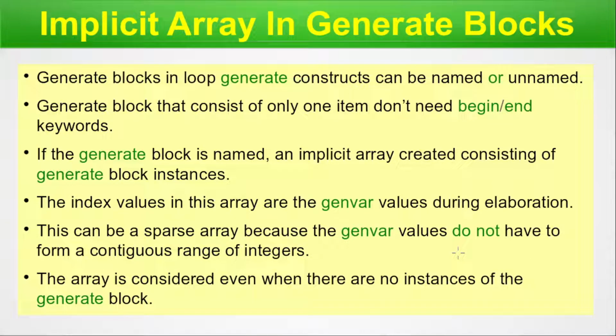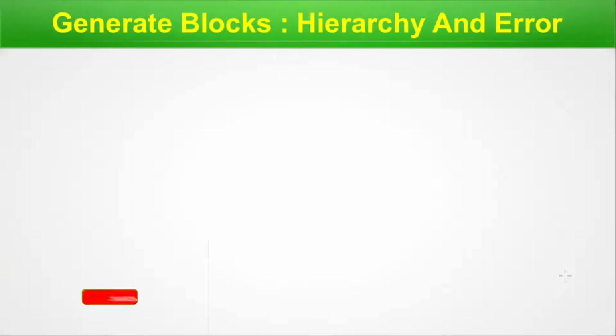The array is considered to exist even when there are no instances of the generate block. So this is another good and important point to be remembered. Now we have talked about the implicit array and generate blocks. Now let's move on to the next slide.